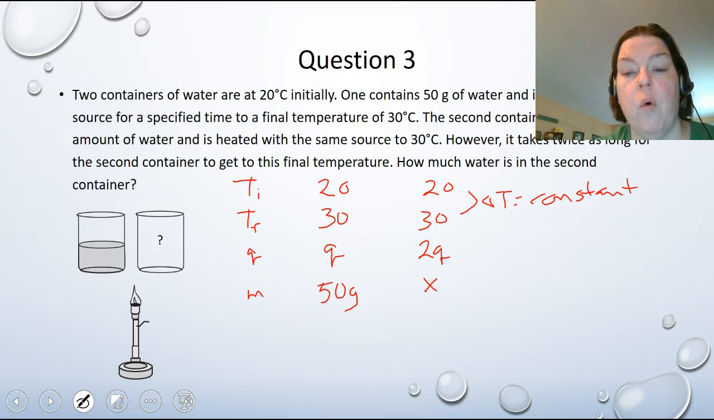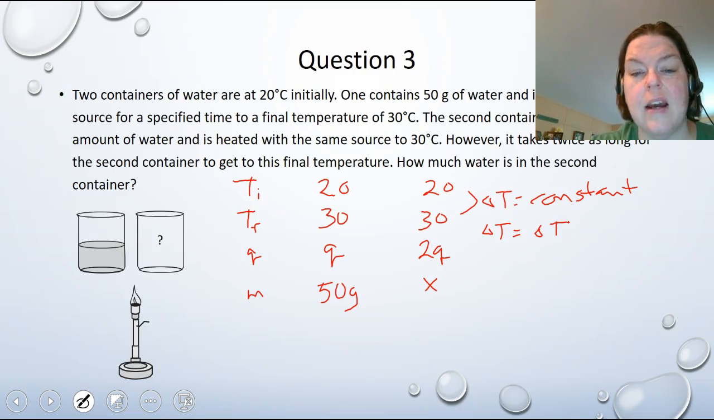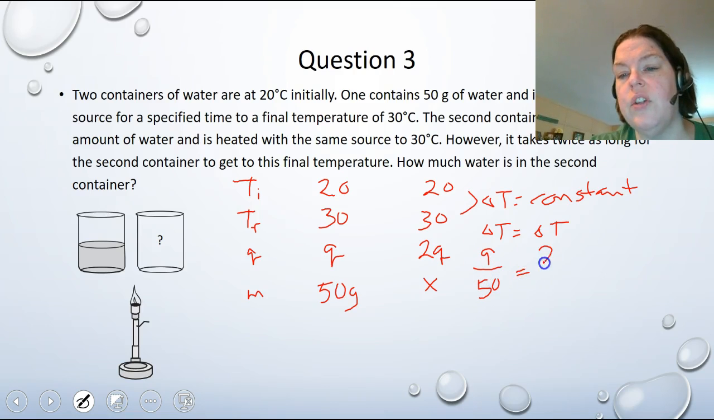So now, what can we do? Well, I know that the delta T's are equal to each other, right? So if I know the delta T's are equal to each other, can't I set this proportionality of Q and mass equal to each other? Because they should equal the same thing, right? So what I'm saying is that Q over 50 should equal 2Q over X. And if I cross multiply, what I get is XQ, or QX, it doesn't really matter, and 100Q.